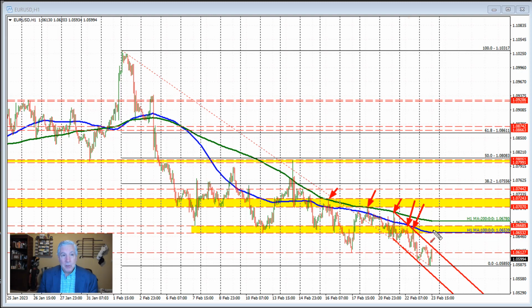Ultimately, we're going to need to get above both the 100 and 200-hour moving averages to get a more bullish bias for this currency pair. Until then, the bias remains more to the downside. You can see we are in a little channel here. Admittedly, the range for the euro versus US dollar is not all that great, but we are maintaining ourselves within this channel just below the 106 level, 105.99 as we speak.